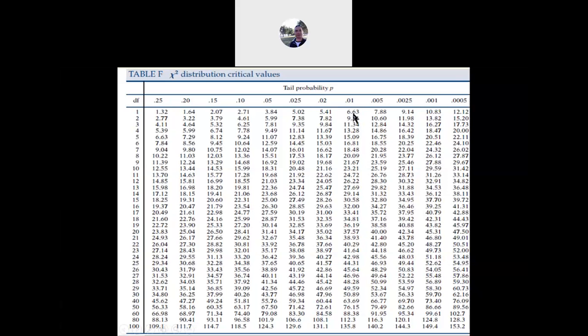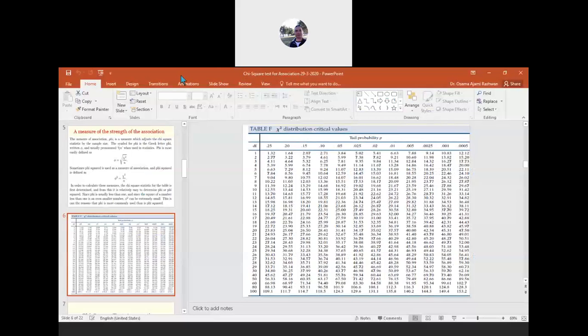6.63. The degree of freedom is equal to the number of columns minus 1 multiplied by the number of rows minus 1. I have 2 rows and 2 columns. So 2 minus 1 times 2 minus 1. So I have 1. So the degree of freedom is 1. My alpha, in this case, I suppose it is 1%. So I will go for 1%, 6.63. Okay. So now I'll stop sharing this one and get back to my Excel file.